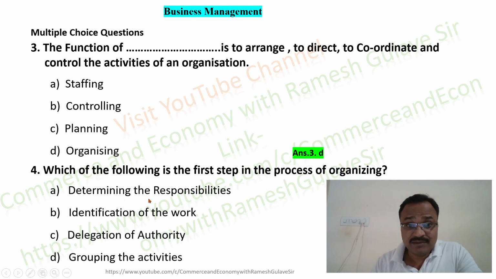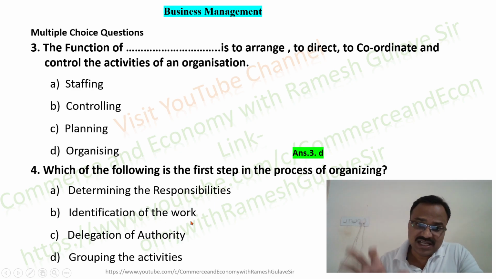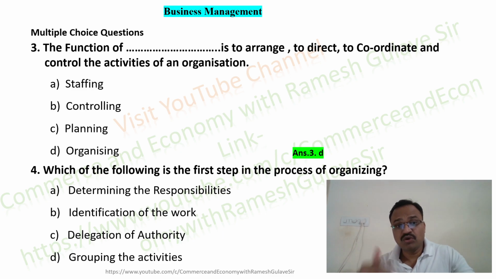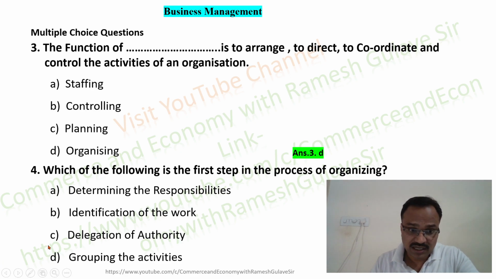First option says determining the responsibilities. See friends, in the organizing process, determining the responsibilities of the people is the next step. It is not the first step, that you cannot directly determine the responsibility without knowing what to do, right? So this cannot be the first step in the process of organizing. Now let us move on the next option. It says identification of the work. Yes friends, identification of the work is necessary before the organizing, right? So first we should know what we have to do. So here identification of the work is basically the first step in the process of organization.